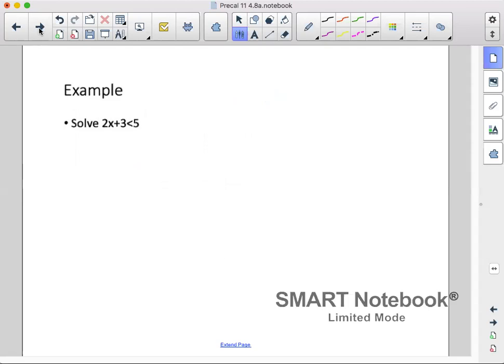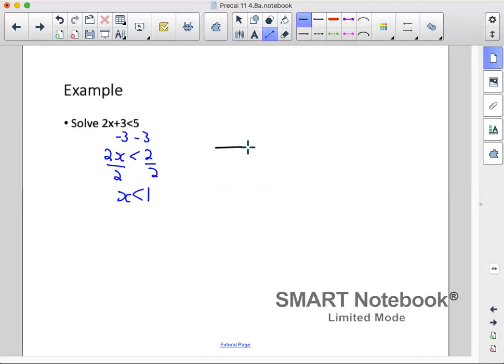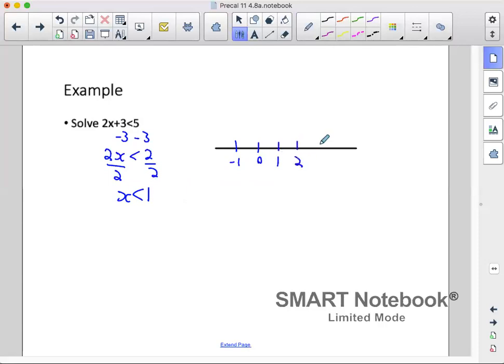Now we'll do one where we have to rearrange before we put it on a number line. So I would subtract 3 from both sides. So we've got 2x is less than 2. Divide both sides by 2. x is less than 1. And then put it on a number line. So we've got x is less than 1. So we have our circle at 1, and it's going to the left.